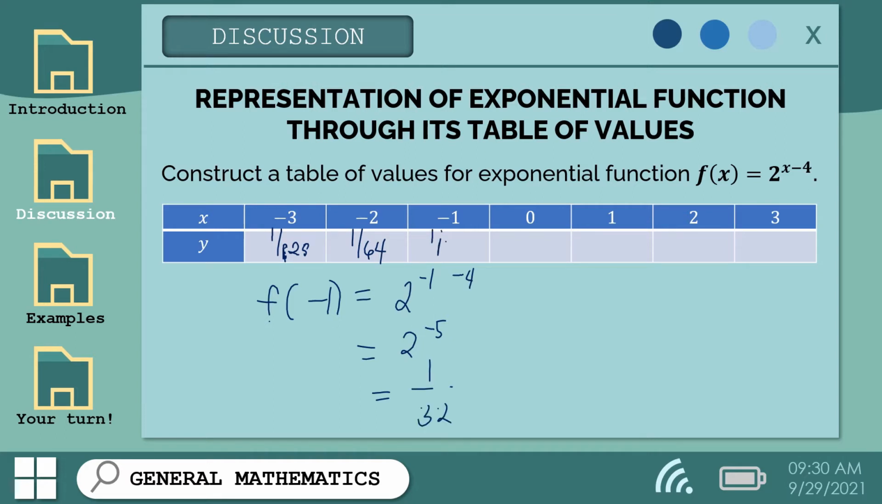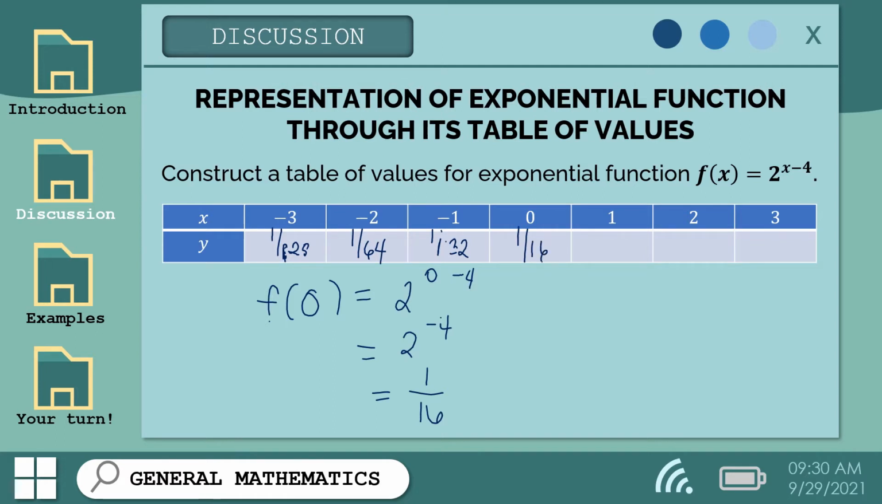1 over 32 is the corresponding y value of our negative 1. Next naman ay kapag 0. We have f of 0, 0 minus 4. So, that is negative 4. So, ibig sabihin, 2 raised to negative 4 is 1 over 16. So, 1 over 16 naman po.